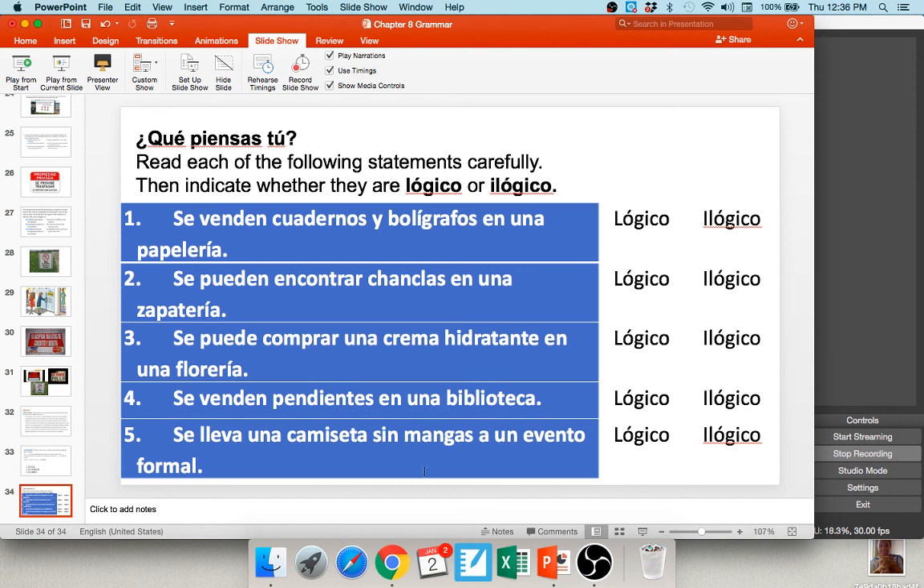Illogical, right? So you need to go through. They already agree for you. You just have to go through and pick. So these are the kind of things you're going to have to be doing this week. I hope that you are beginning to feel much better about your use of the imperfect, the preterite versus the imperfect, and impersonal expressions in Spanish. Have a great day, everyone.